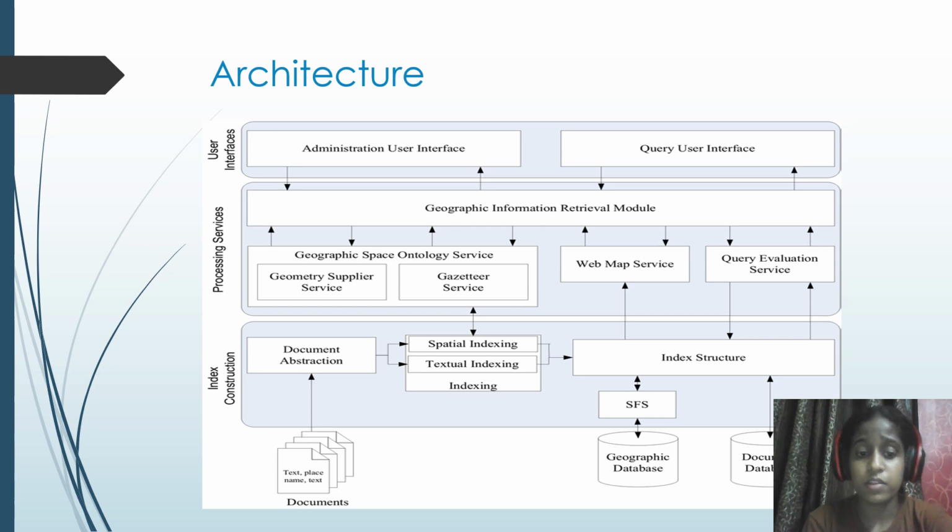Then, after the documents or data is stored in the geographical database, the index construction is done. The index construction is done either by spatial indexing or textual indexing. Spatial indexing techniques include R-tree and quad-tree, which organize the geographic data for efficient retrieval. These indexes speed up the spatial queries.